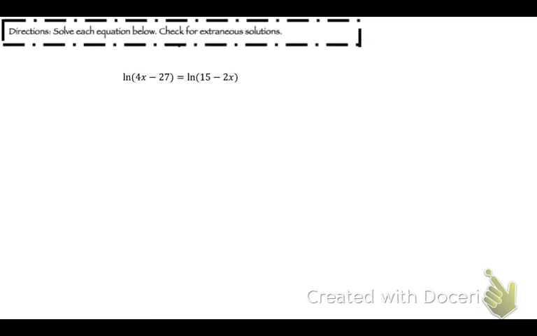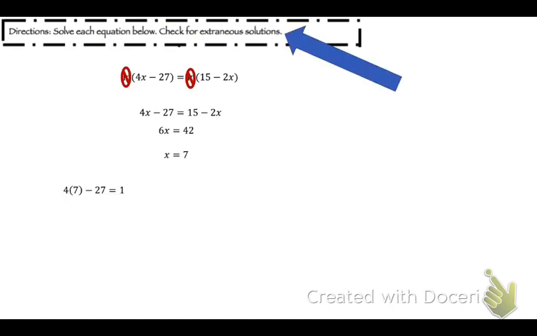Okay. Now let's get into solving these. So same rules apply. If we have a log equals a log, well, those can just cancel. You have 4x minus 27 equals 15 minus 2x. But you get 6x equals 42, so x equals 7. Check it. Get 1 for both of those. Both 1 is positive, so we're good.